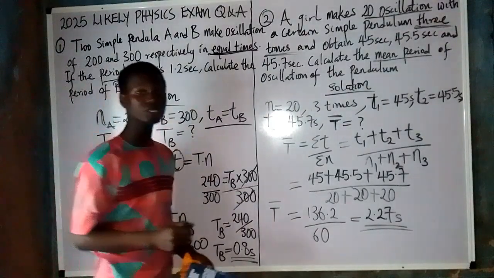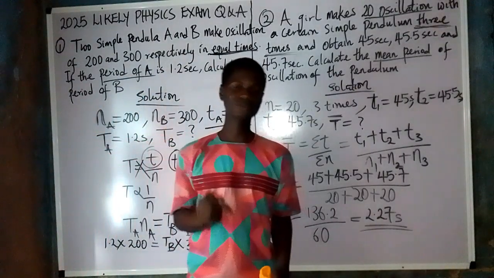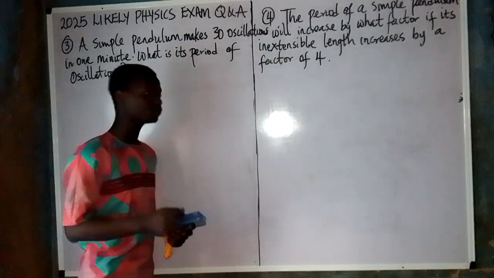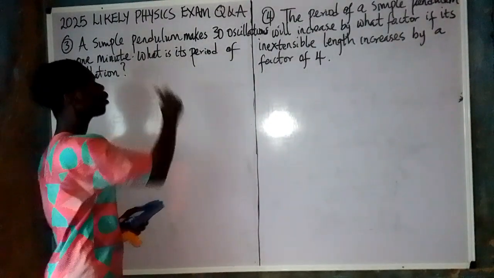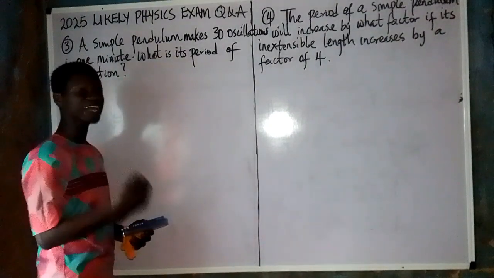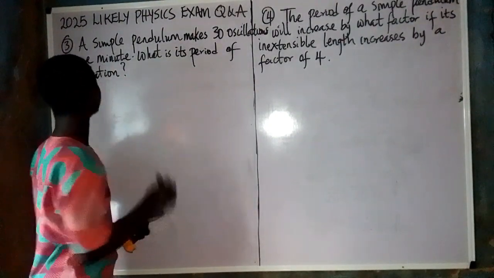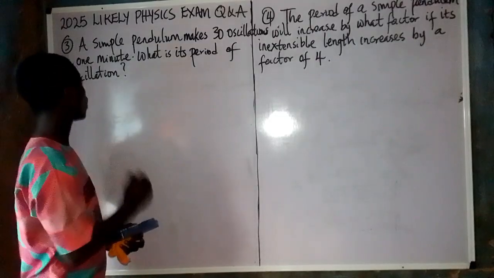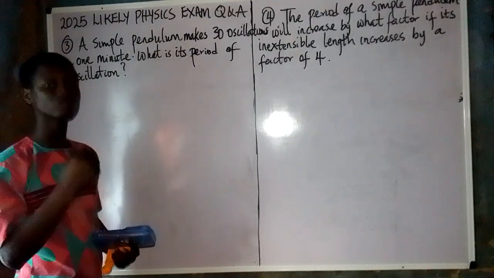So we're back now. We're getting to question 3. Alright, here is question 3. It reads, a simple pendulum makes 30 oscillations in 1 minute. Now, what is the question? What is its period of oscillation?